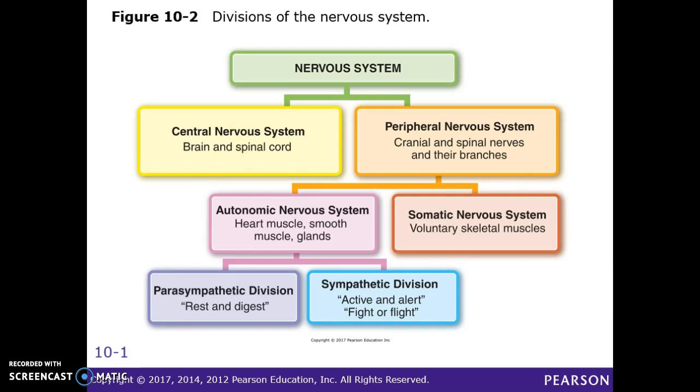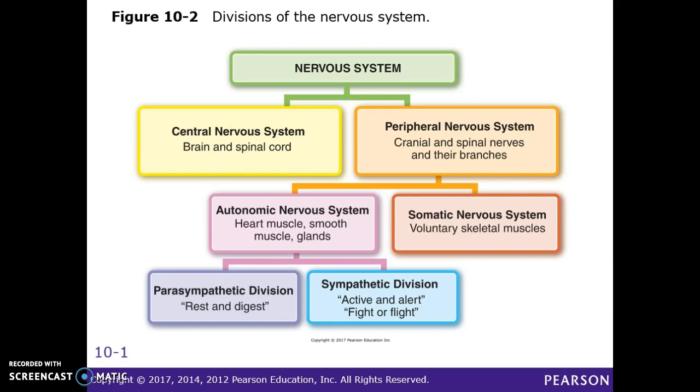So when we talk about the nervous system, it's broken into those two pieces, the central nervous system and the peripheral. The central nervous system is the brain and spinal cord. The peripheral nervous system is the cranial and spinal nerves and everything that branches off of that. And then from there, the peripheral nervous system is broken down into two parts, the autonomic nervous system and the somatic nervous system.